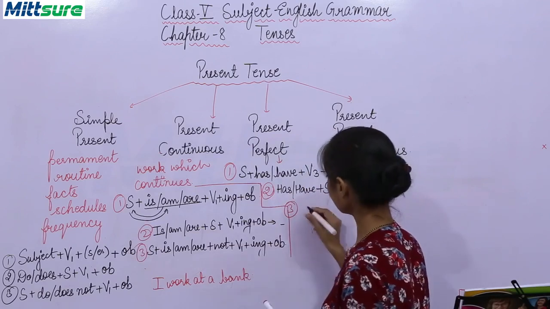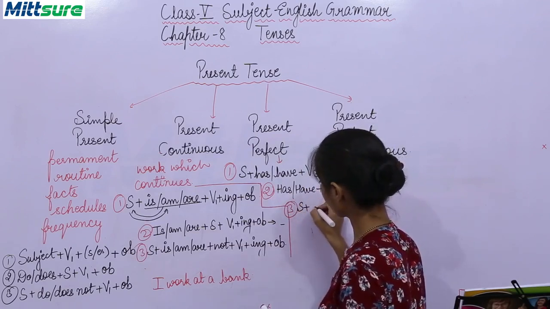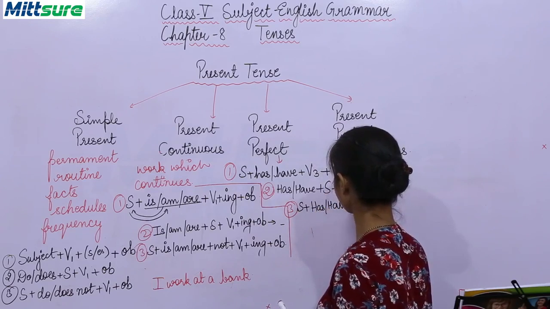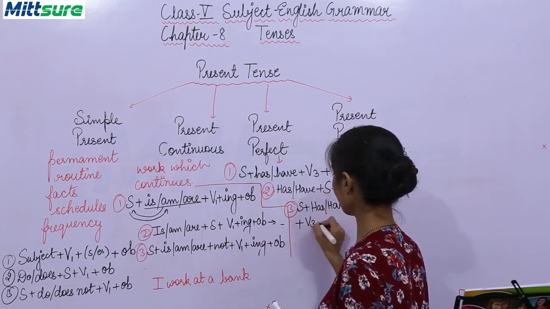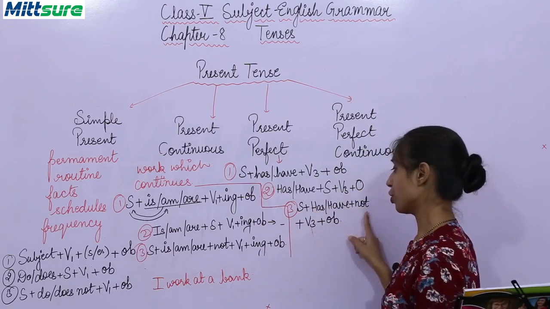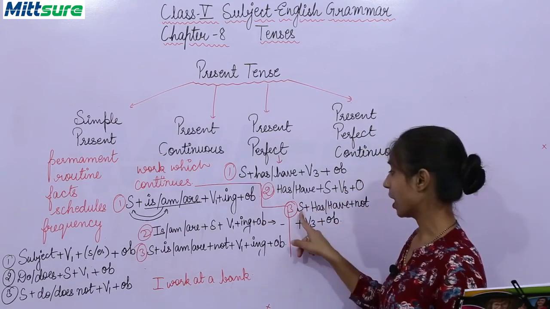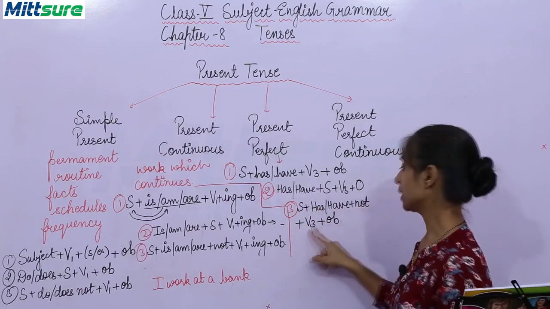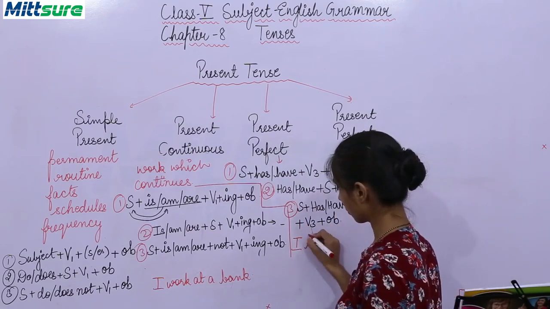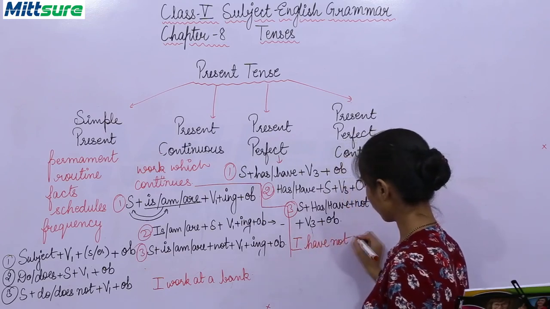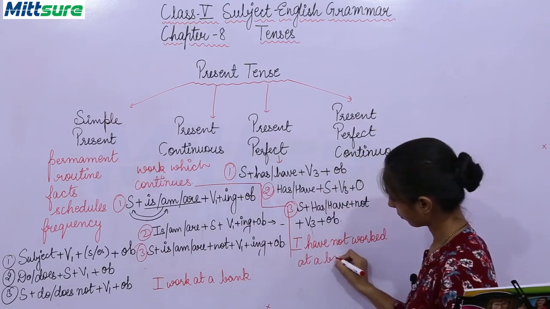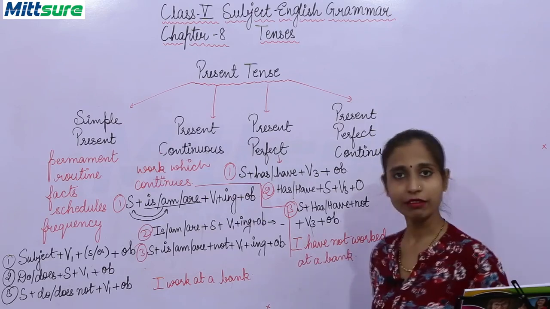Now, negative form. Very easy again. Subject has, have plus not plus verb third form plus object. I have not worked at a bank. All right. I, subject, have plus not worked at a bank. This will be the negative form.